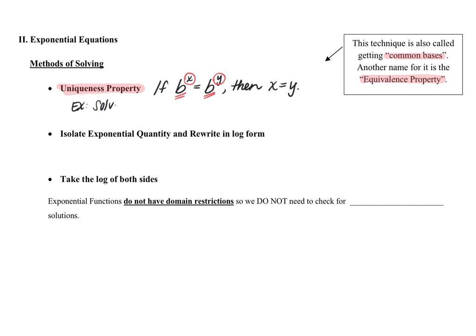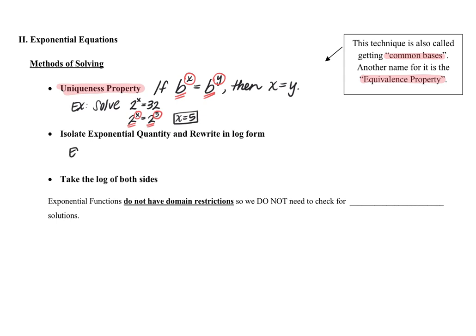If we were trying to solve the equation 2 to the x power is equal to 32, the base right now on the left side is 2. On the right side, we have a 32, and we could rewrite 32 with a base of 2 because 32 is the same as 2 to the 5th power. So by rewriting 32 as 2 to the 5th, we now have common bases. We have the same base on the left as we do on the right. And if the bases are the same, then this uniqueness property says we can set the exponents equal. So therefore, our answer to this equation would be x is equal to 5.